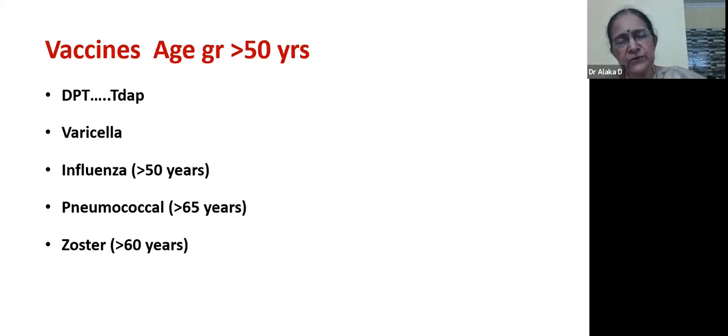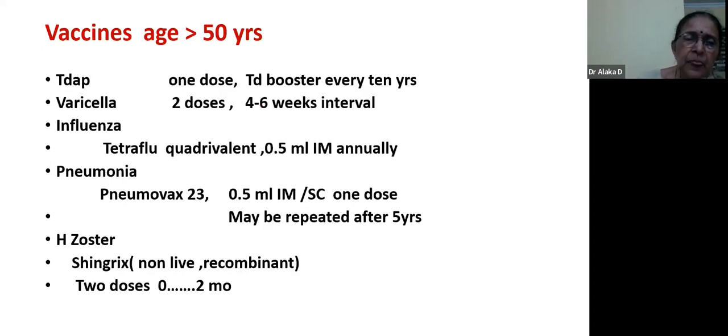DPT, which is today called Tdap, tetanus, diphtheria, acellular pertussis. Varicella, that is herpes zoster. Influenza vaccine, more than 50 years of age. Pneumococcal vaccine, more than 65 years of age. And zoster vaccine, more than 60 years of age.